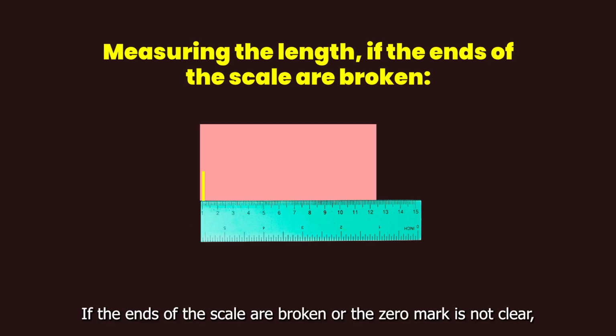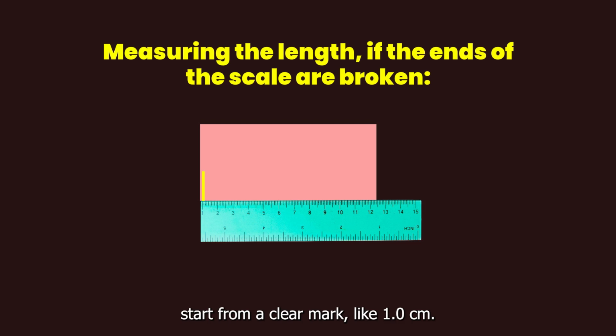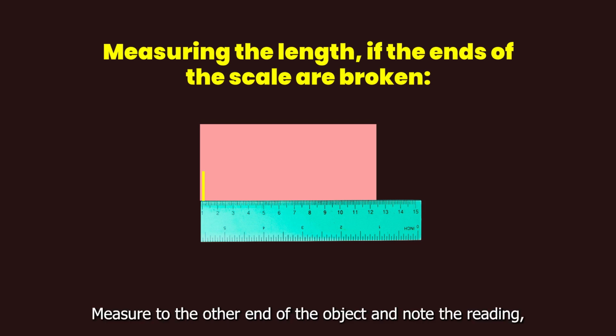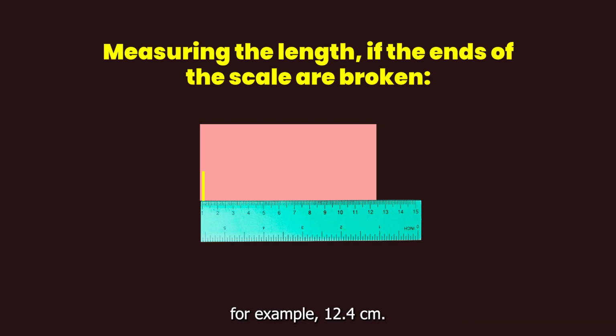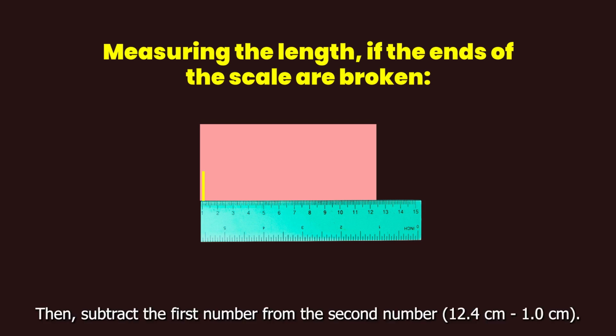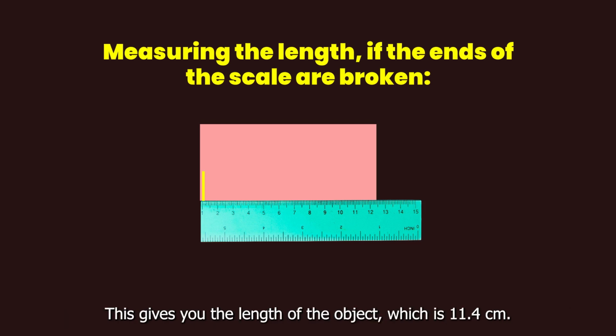Measuring the length. If the ends of the scale are broken or the zero mark is not clear, start from a clear mark, like 1.0 centimeters. Measure to the other end of the object and note the reading, for example, 12.4 centimeters. Then, subtract the first number from the second number, 12.4 centimeters minus 1.0 centimeter. This gives you the length of the object, which is 11.4 centimeters.